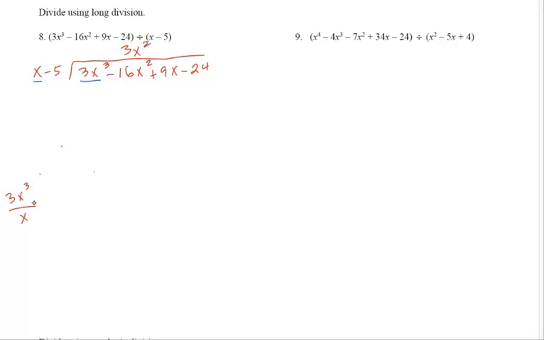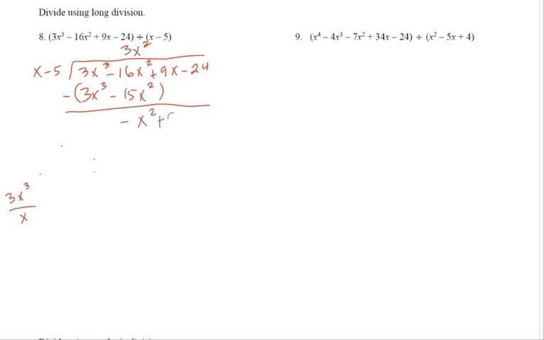And now 3x squared is going to distribute. It's going to multiply times both of these. I'll erase my little blue line. All right, so 3x squared times x, and 3x squared times negative 5. And with long division, you're always subtracting. So the x cubed terms are going to cancel out. That makes 0. So negative 16 minus negative 15. You got to be careful. You're subtracting a negative number. That's really addition. So that's going to be negative 1x squared.